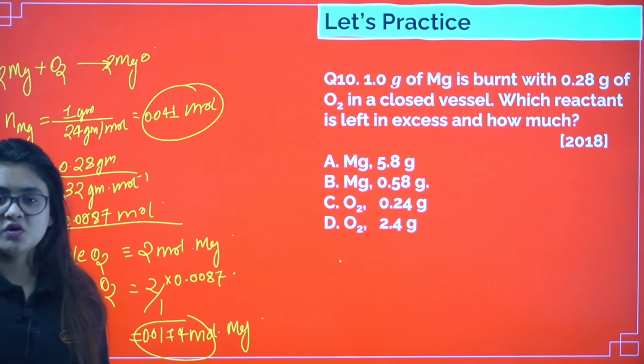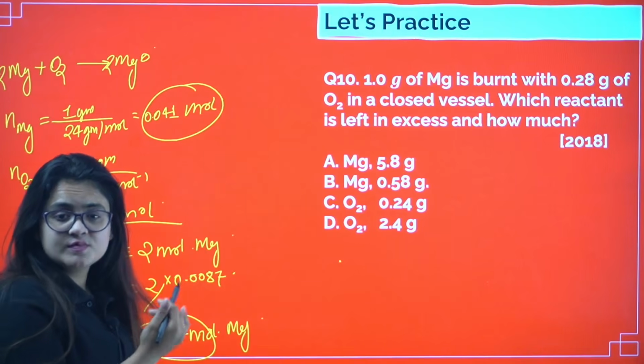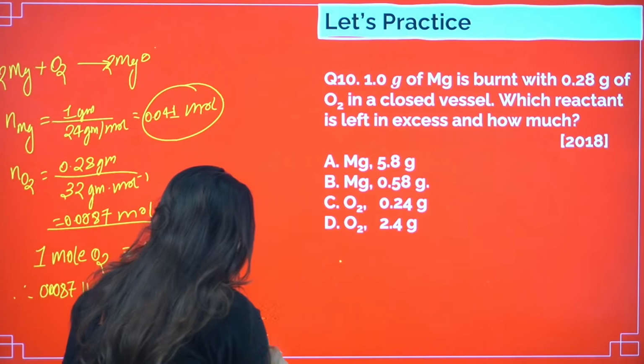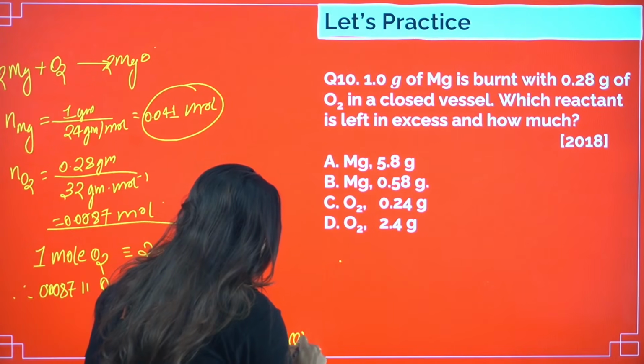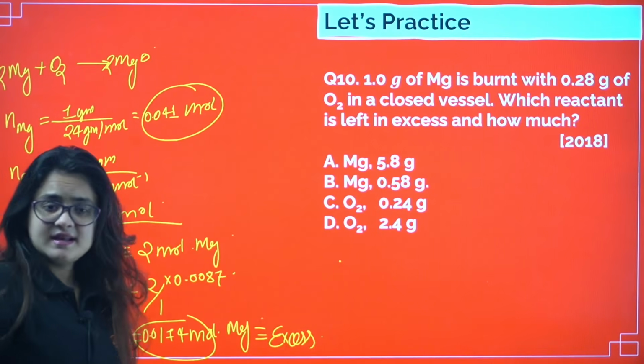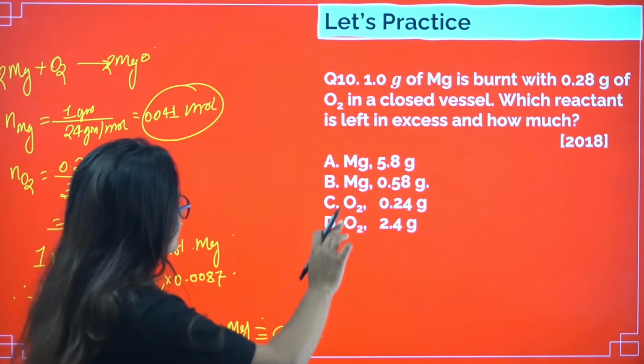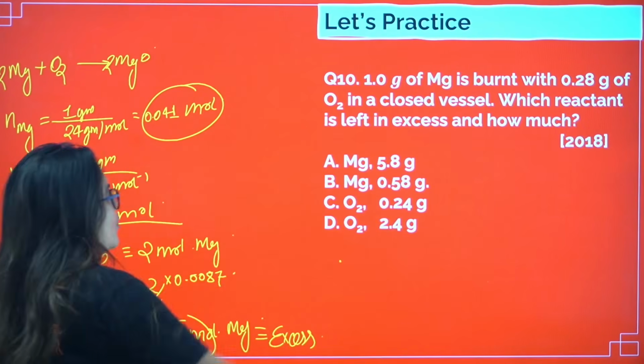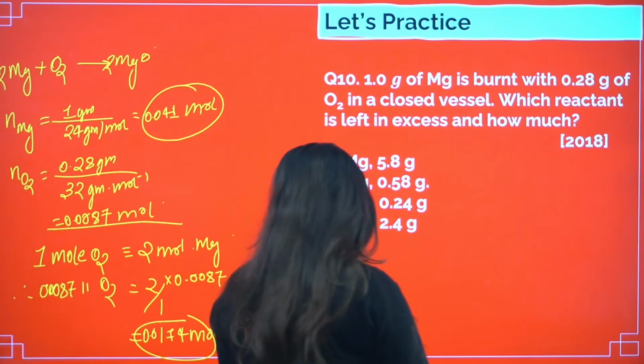So which one is more? Definitely supplied is more, right? So magnesium is in excess. Magnesium is excess, oxygen is limiting. Done. Now you got that magnesium is in excess; now how much, that you have to calculate.